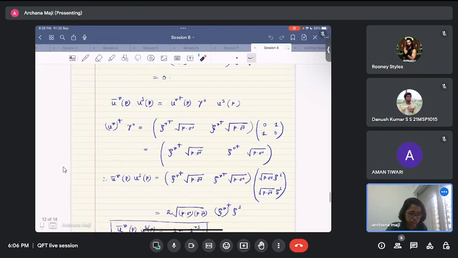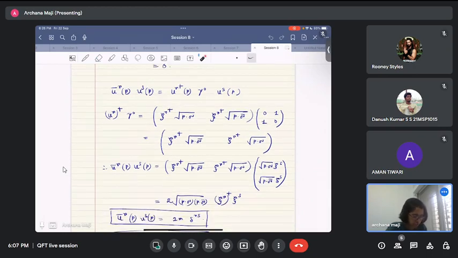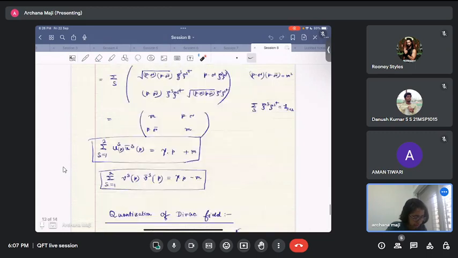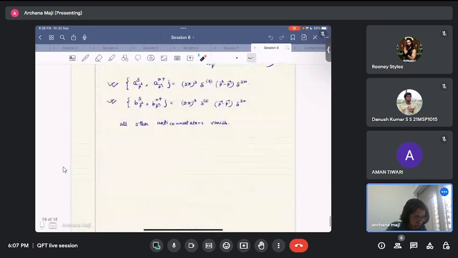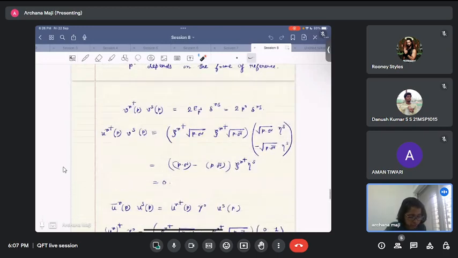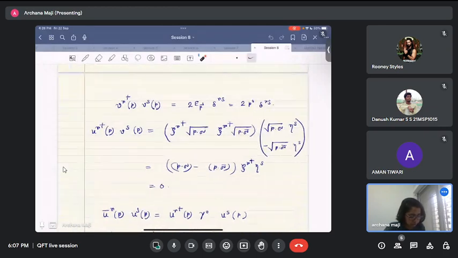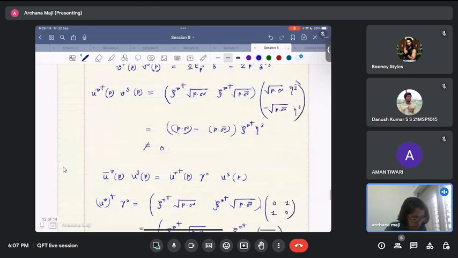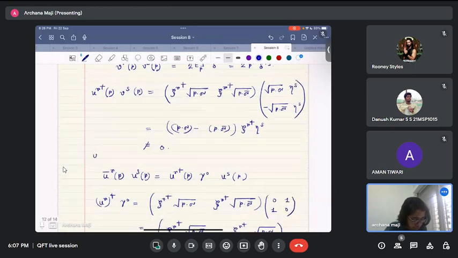A couple of corrections to the last session's discussion. This is what I was getting confused about while explaining, and indeed this is not 0. In fact, the combination that becomes 0 is as follows: u_R dagger (p) v_s(-p).